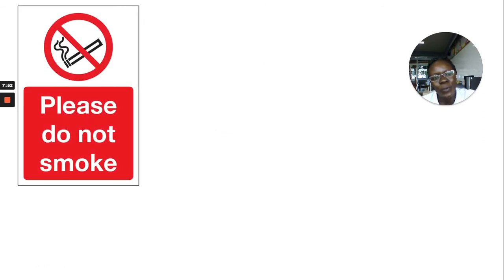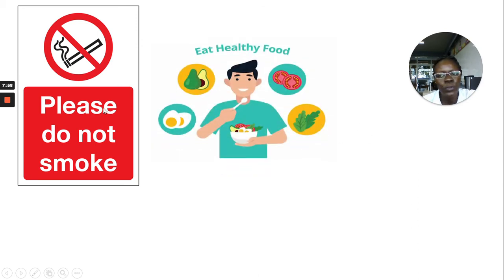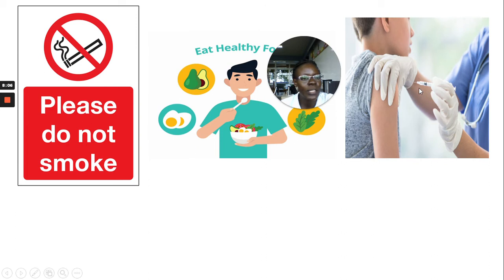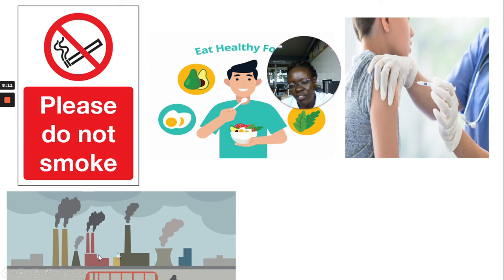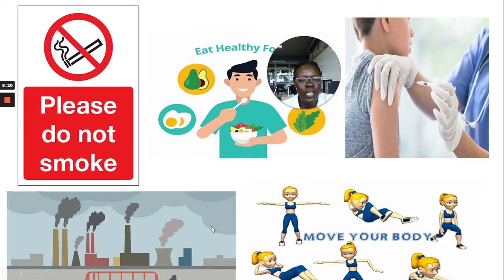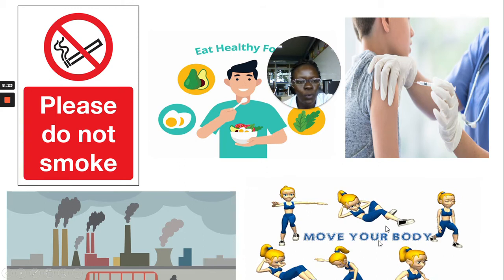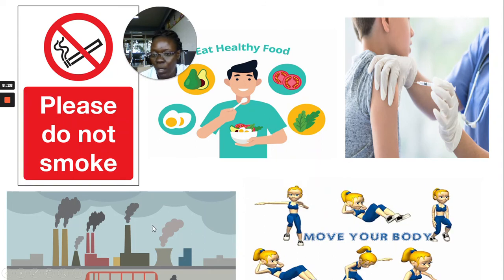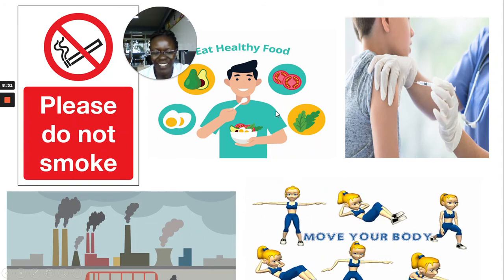Now, what do you need to do to protect your respiratory system? Please do not smoke. Eat healthy food. Sometimes you need to go and get vaccinated, or get a vaccine. And stay away from factories, because they produce toxic fumes. Then you also need to exercise, okay? Move your body, exercise regularly, eat good food, do not smoke, stay away from smoke, okay?